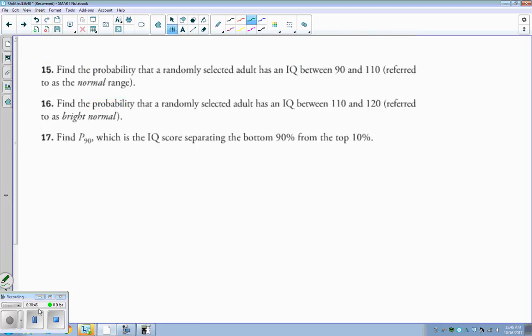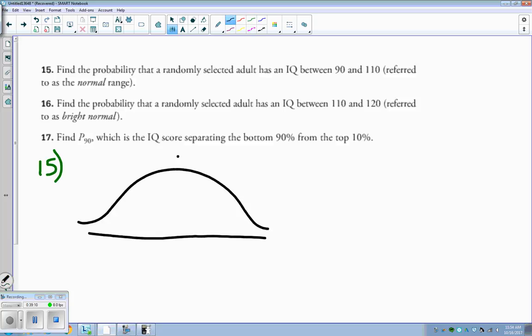Okay, there's some more. Come back together and work on these problems. Make sure you got them right. Freeze my screen there. So in number 15, same thing, right? Same curve. Same non-standardized scores.